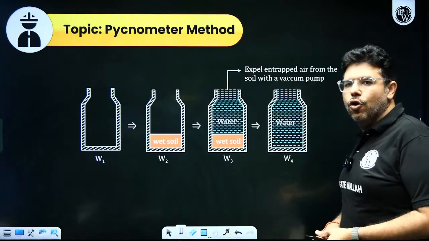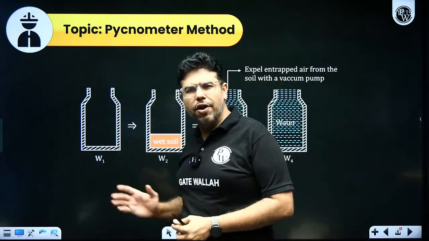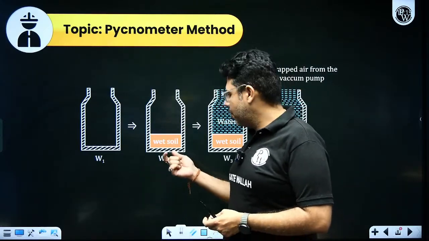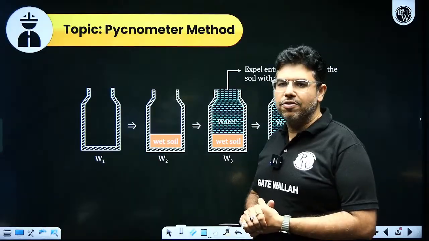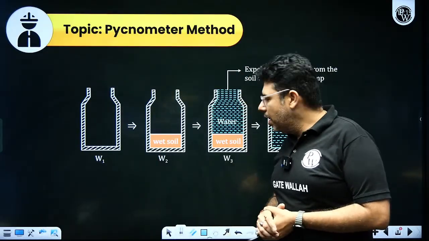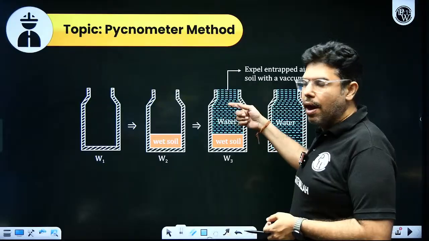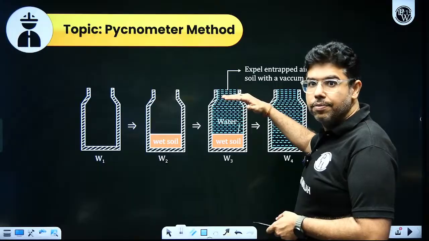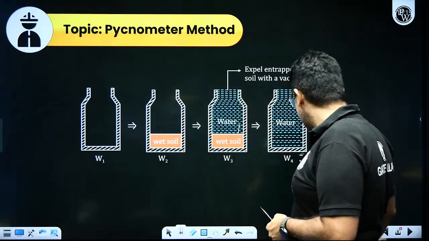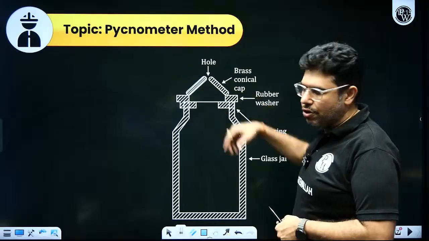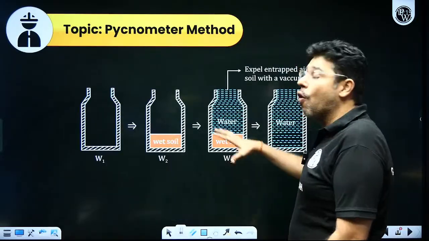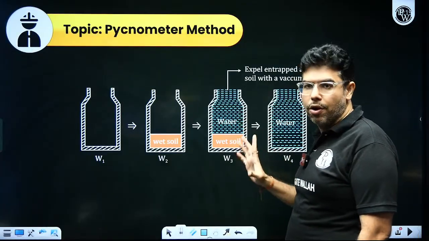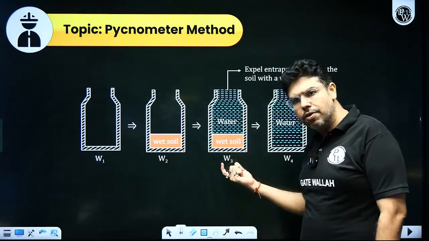First, what you will do, you will take an empty pycnometer. Record the weight of this empty pycnometer. Fill this empty pycnometer with the wet soil. Record the weight of the empty pycnometer plus wet soil. Now fill this pycnometer with the wet soil with water completely. And using a special vacuum pump that can be attached here, you will remove all the air entrapped. There should not be any air, only solids and water. And record the weight, W3.